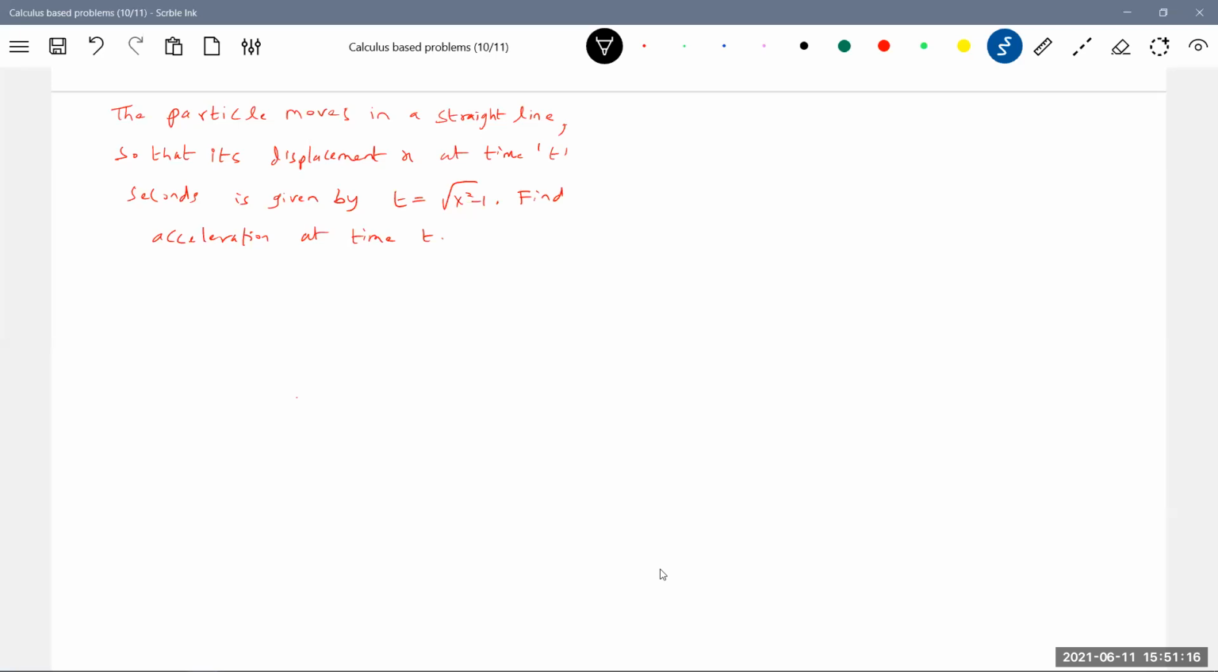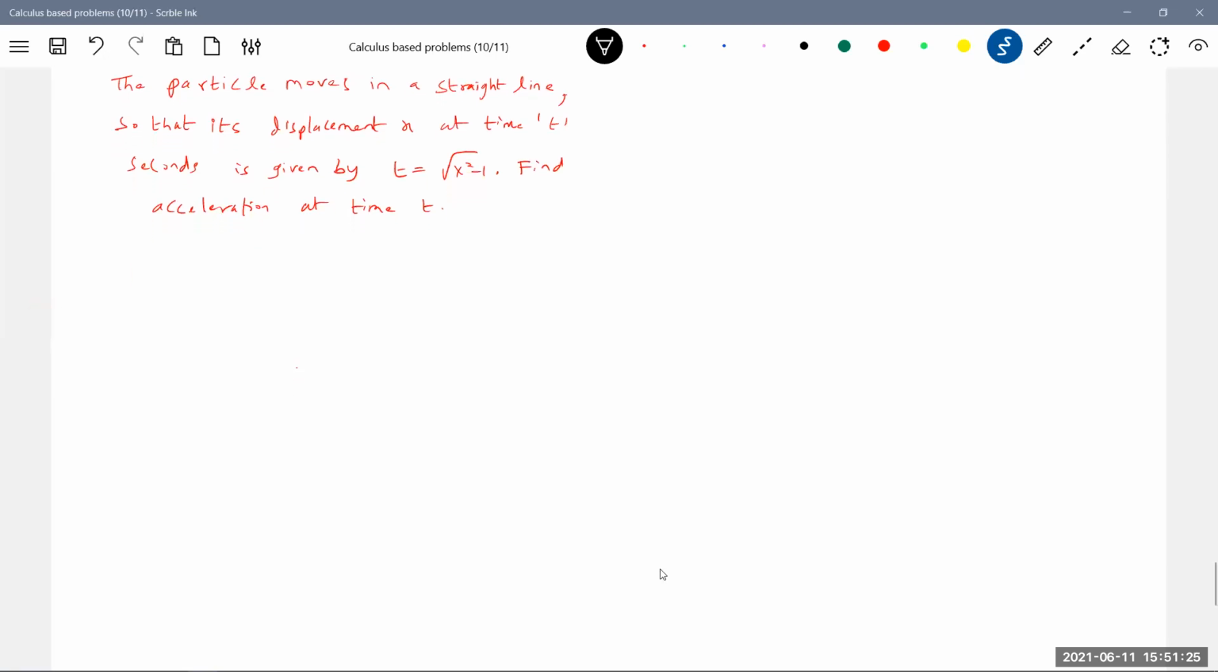It's asking us to find the acceleration as a function of time t. The equation is given of this kind. So you can do one thing. We will start with t equal to x square minus 1, squaring on both sides. If you are not comfortable, at least now you can do it. Okay, rewriting here. Now let's differentiate with respect to time.